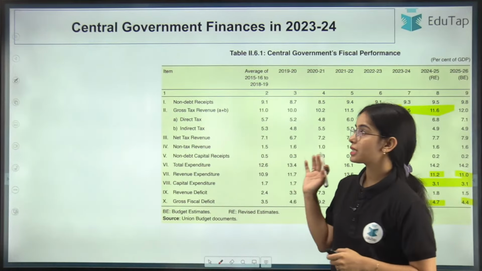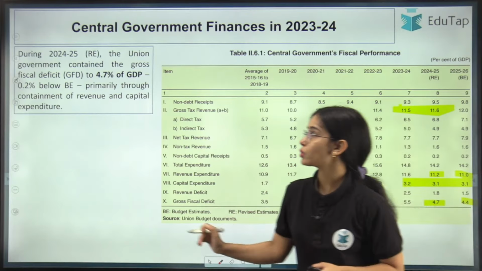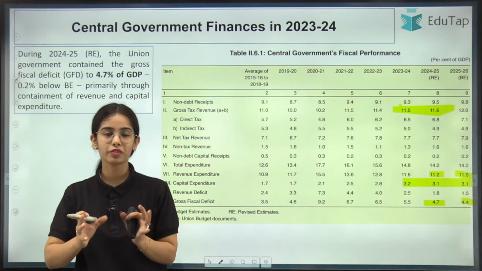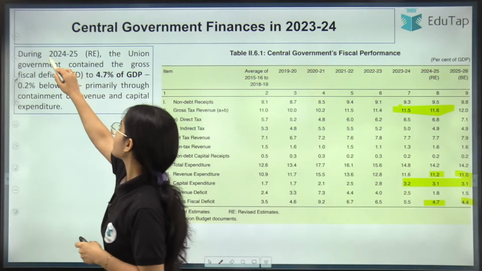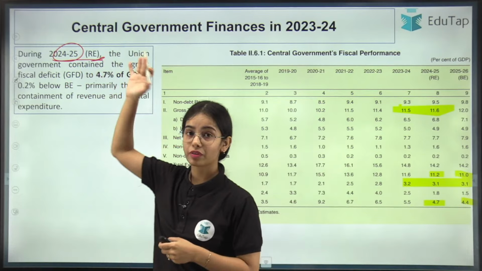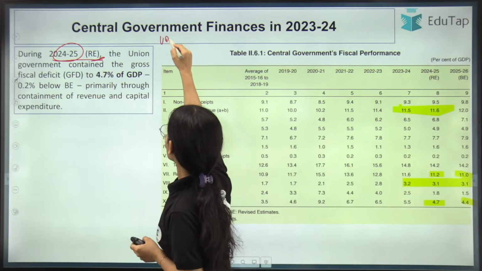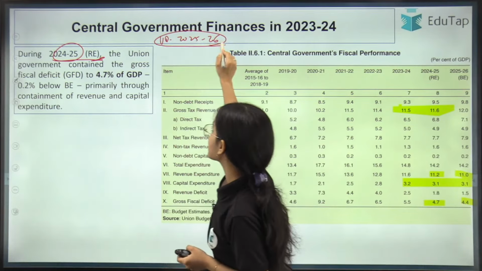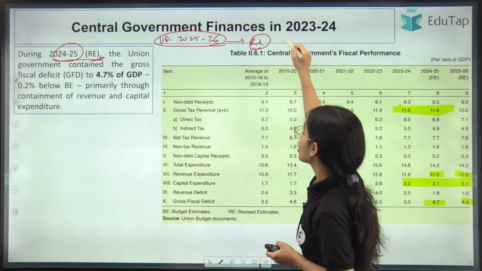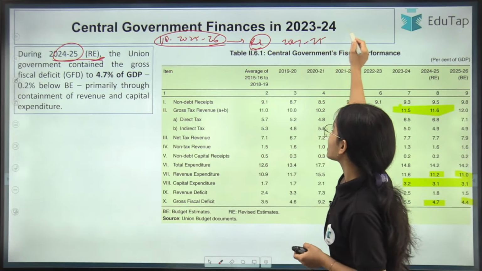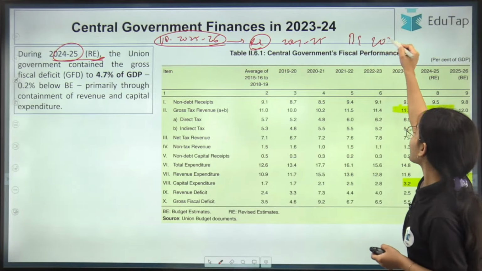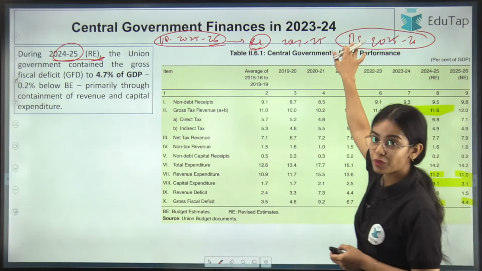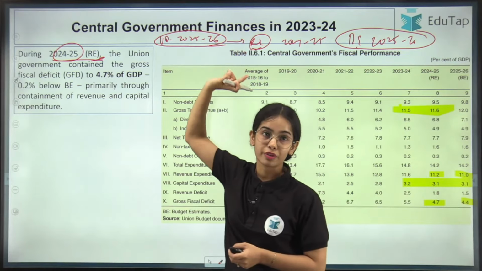Now coming to the next part, central government finances in 2023-24. This data point we have seen previously also, but here we will revise the data points. During 2024-25, revised estimates were released in the current union budget of 2025-26. So in the current union budget of 2025-26, revised estimates were released for 2024-25, as well as budget estimates for 2025-26. So budget estimates are released for 2025-26 and revised estimates for 2024-25.